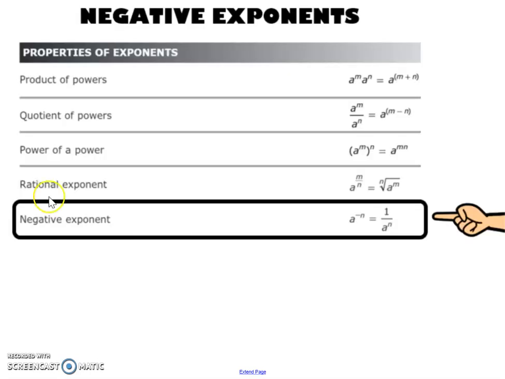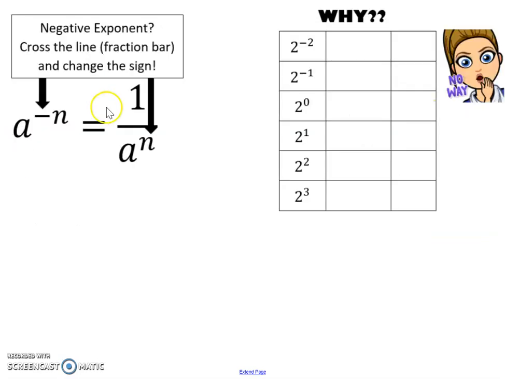So let's explore this. Again, you don't have to memorize it. It's on your star chart. But if you don't know what it means, it's useless. All right, so here we go. If we have a negative exponent, you're going to cross the line, the fraction bar, and change the sign of your exponent. And that can cross either way, from denominator to numerator or numerator to denominator.